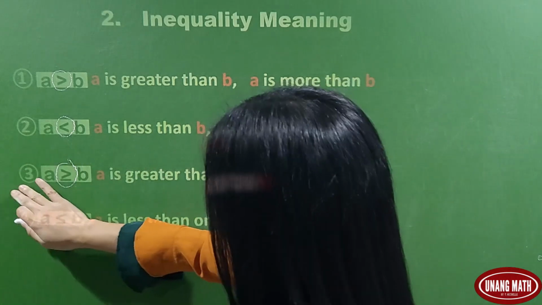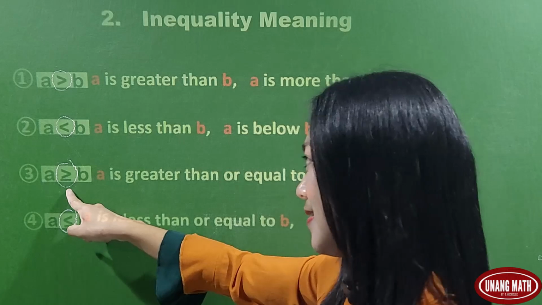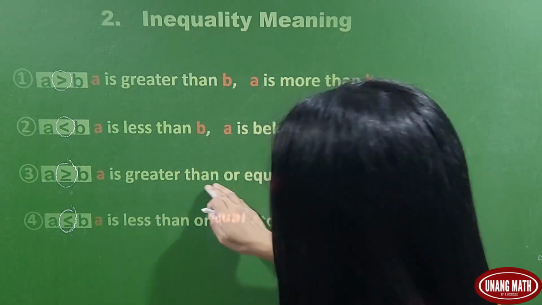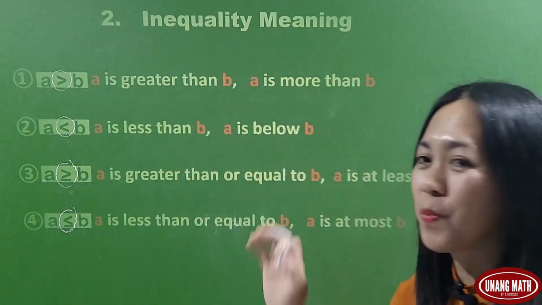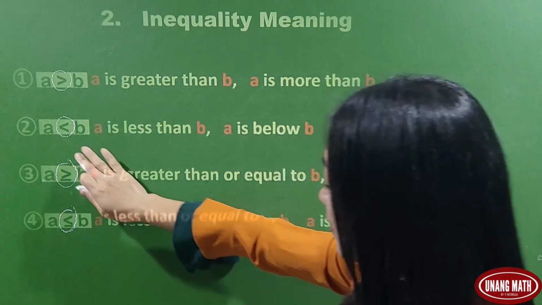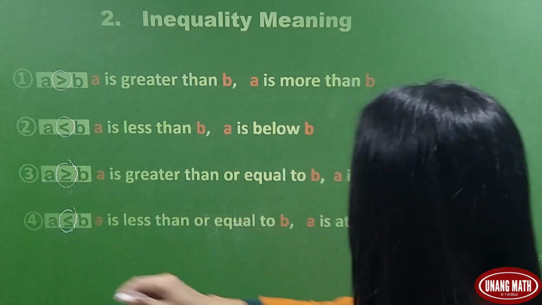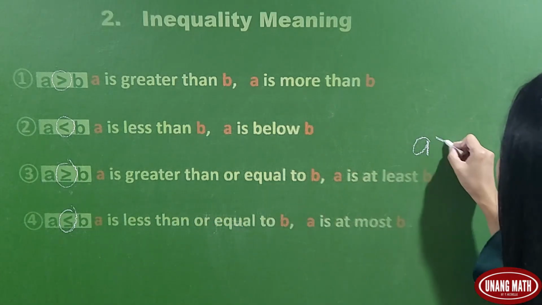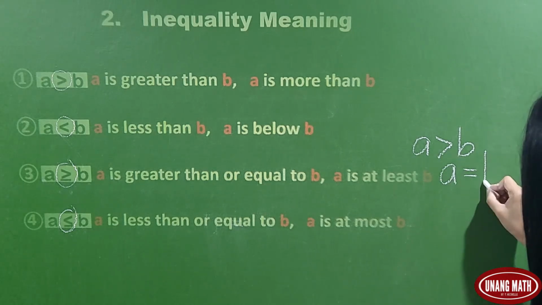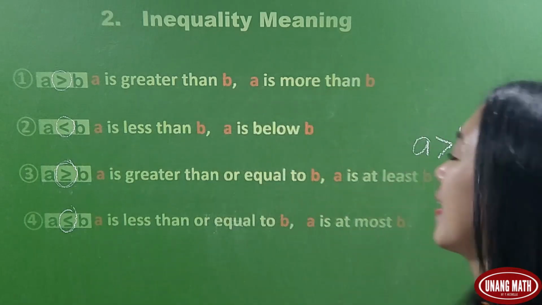Take a look at number three. Take a look at this inequality sign. This is read as greater than or equal to. So this is A is greater than or equal to B, or we can also say A is at least B. Now, this inequality sign has two meanings. It means that A is greater than B and also A is equal to B. So this is the meaning of this inequality sign.